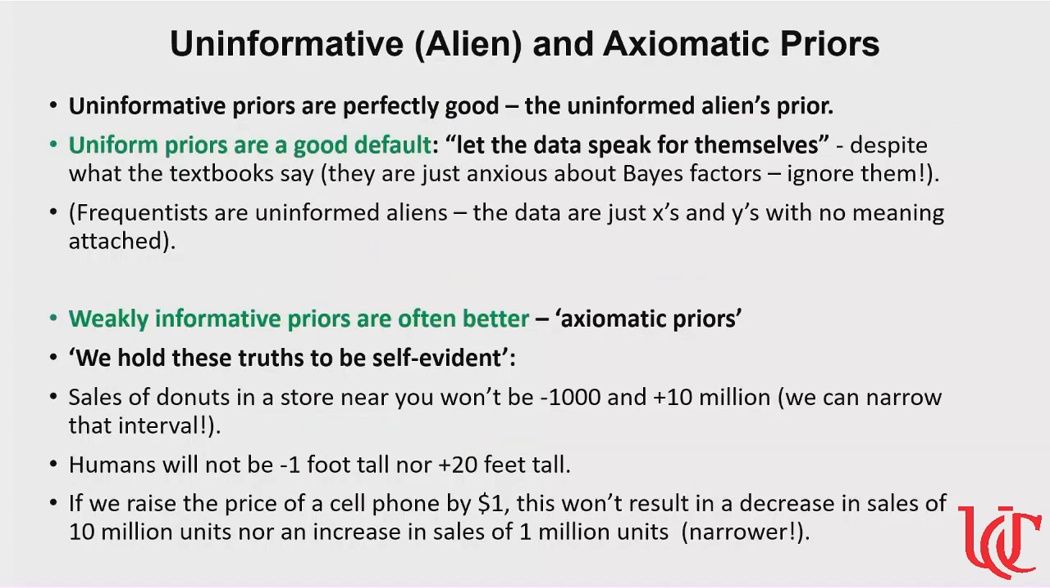So uninformative priors are a nice, easy way to do that. What I like to call them is alien priors. It's the uninformed alien. The spaceship crashes on the planet, and the windows are all broken. You can't see out. Most of the sensors don't work. You don't know what's going on, but you're getting some data, right? You're getting X's and Y's. You're getting numbers on some things.